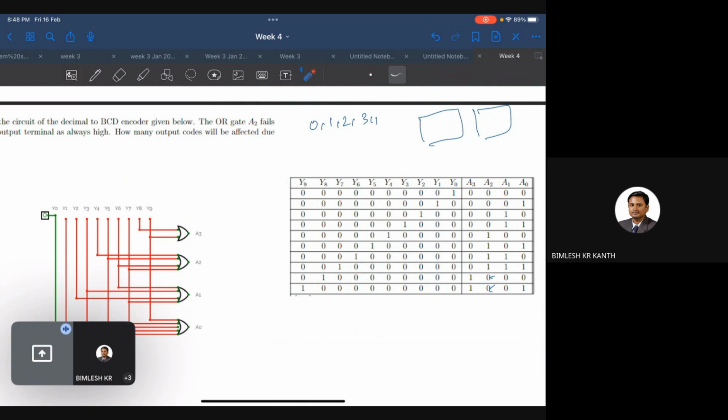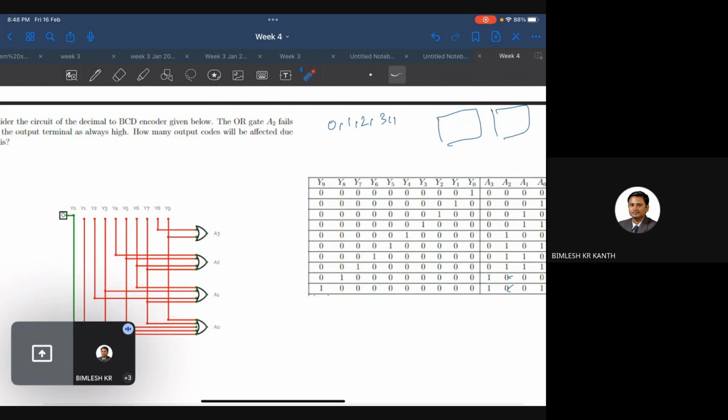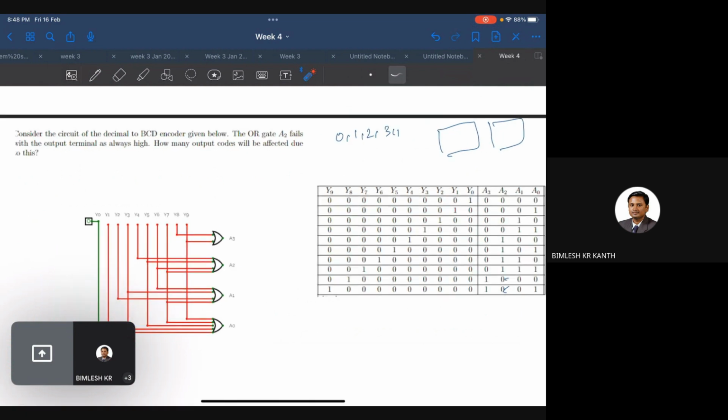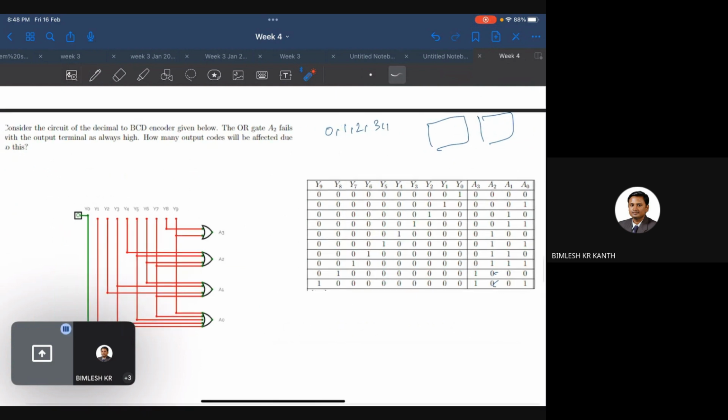Yeah, correct. And we are encoding, so there will be 0 to 9, which is 10 inputs, and that is giving us 4 outputs. Yeah, 4 outputs. So which MUX would it be?